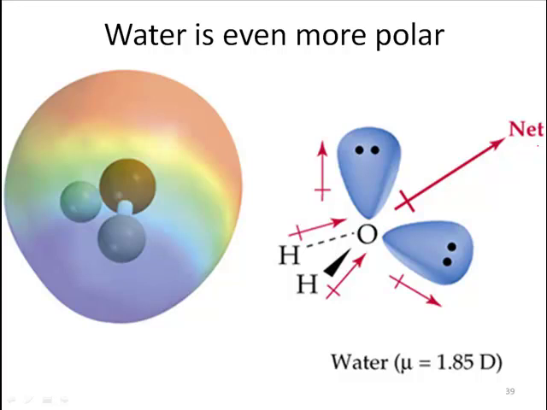Now, water is interesting because water is even more polar, because the O and the H's have dipole moments here. When you add those up, you get the net dipole of 1.85 debye. Water is an extremely polar molecule. And once again, with the lone pairs, there's lots of electrons found here. All these electrons are pulled towards here, so you've got a very large negative charge in this region of the water molecule.